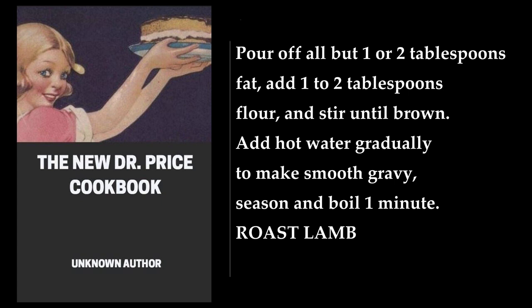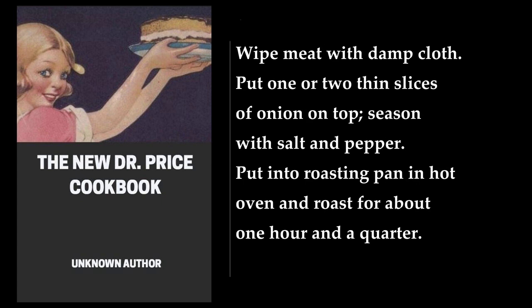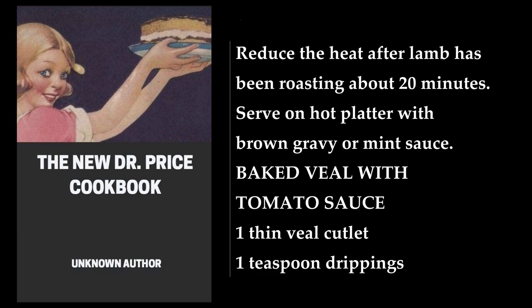Roast lamb. Wipe meat with damp cloth. Put 1 or 2 thin slices of onion on top, season with salt and pepper. Put into roasting pan in hot oven and roast for about 1 hour and a quarter. Reduce the heat after lamb has been roasting about 20 minutes. Serve on hot platter with brown gravy or mint sauce.